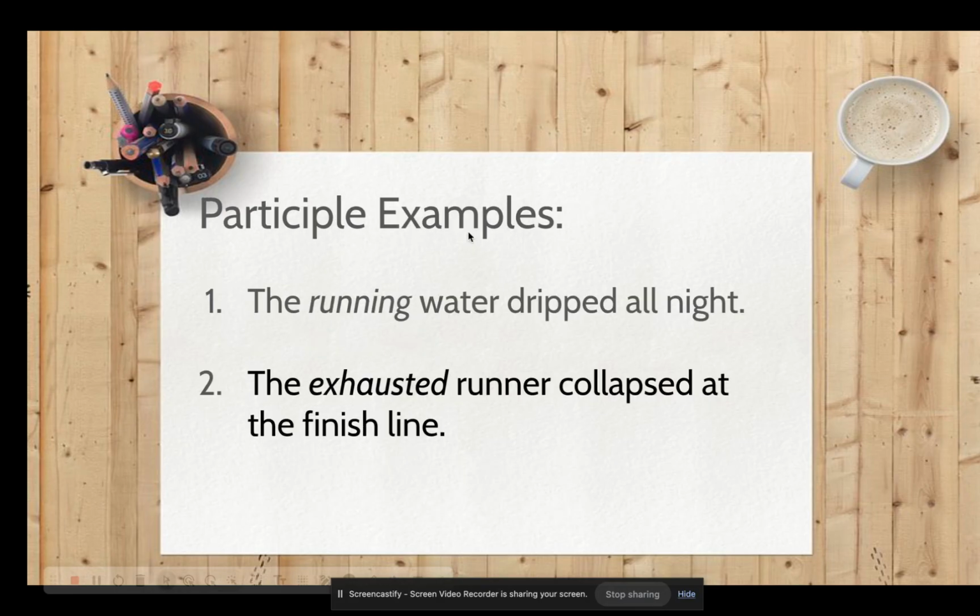So participle examples. The running water dripped all night. Running is describing water. Water is a noun. Running is describing the water, ends in ing, so this is a participle. The exhausted runner collapsed at the finish line. Runner is a noun. Exhausted is describing the runner, and as a result, it is just an adjective, but because it ends in ing or ed, it is also called a participle, which is just a special type of adjective.